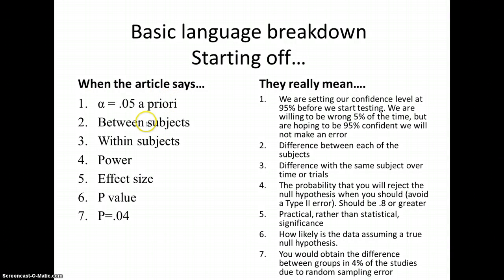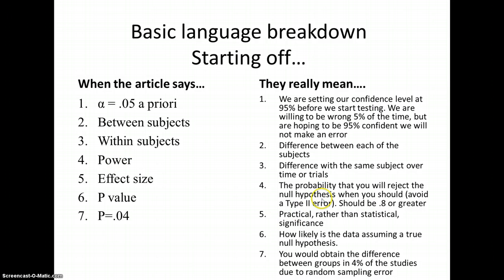All right. Between subjects, difference between each of the subjects. Within subjects, difference with the same subject over time or trials. So if you have 4 people, between subjects is the difference between those 4 people. Within subjects is one person doing 4 different trials. All right, between versus within. You're going to see that when we talk about ANOVA.